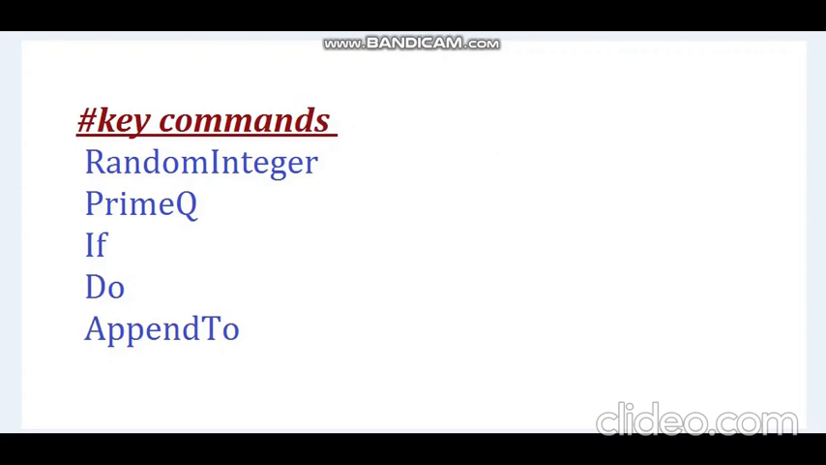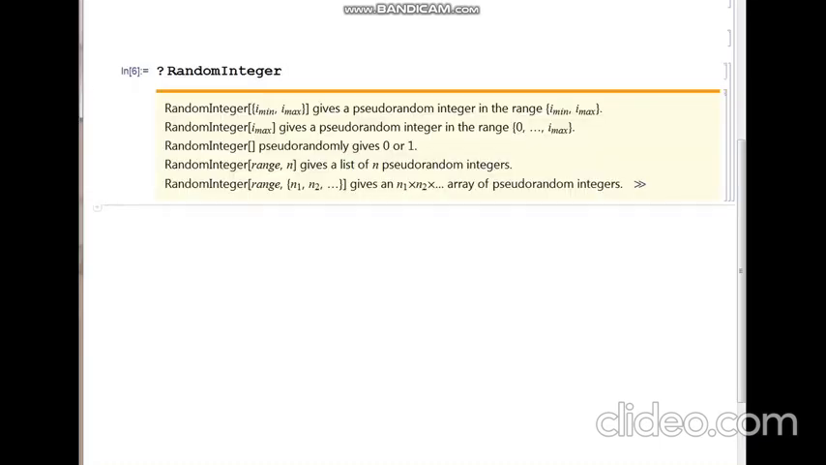Before going into the main program, we will review the functions of some of the key commands that we are going to use in our program. First, we will see the command RandomInteger. RandomInteger basically returns a specific number of randomly chosen integers from a specified range. Here we are going to use this command here. That gives a list of pseudo-random integers.